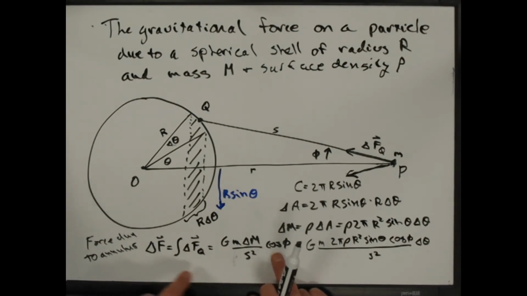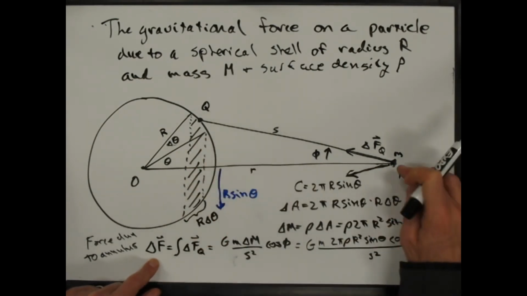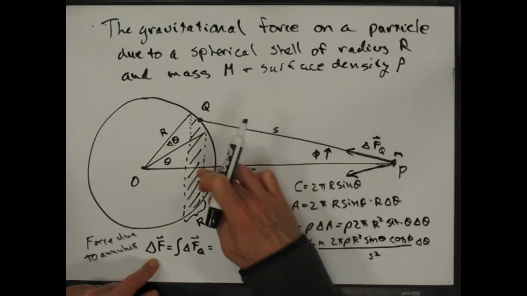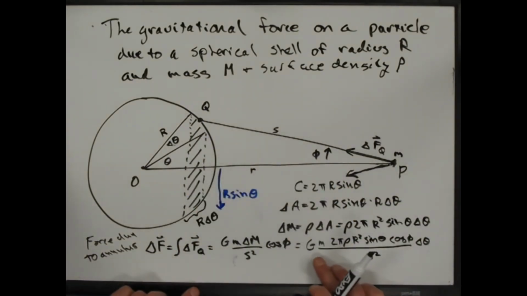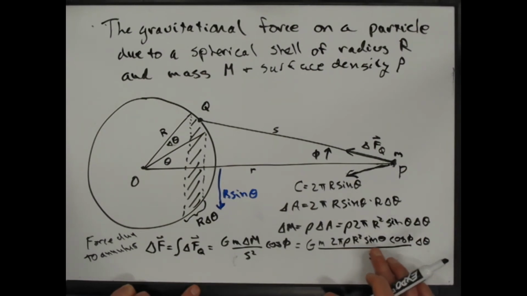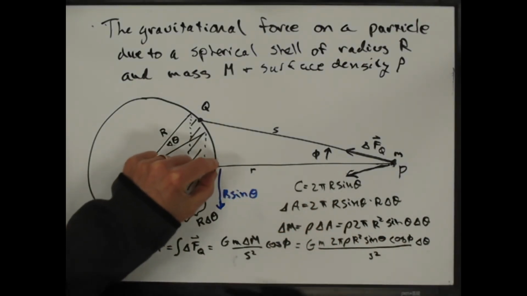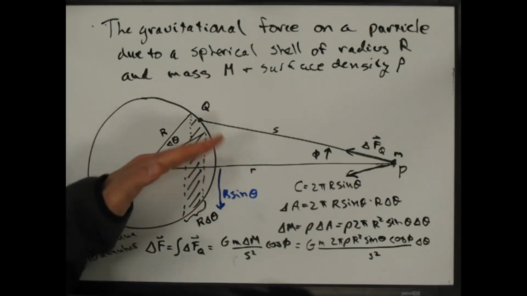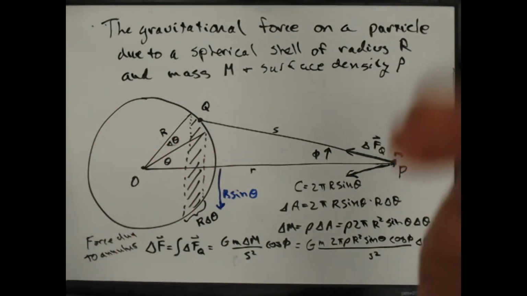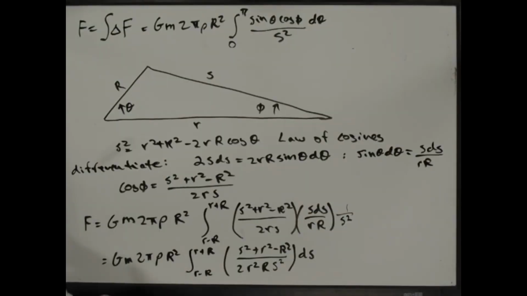And so that's what the net force due to this ring is on the mass at this point P when I'm at angle theta and phi. And so it's G M times delta m, which is 2 pi rho r squared sine theta cosine phi delta theta, over s squared. And that's going to be a little dF along the axis. And then I'm just going to integrate this thing from theta equals 0 to theta equals pi. So this leads us to this integral.